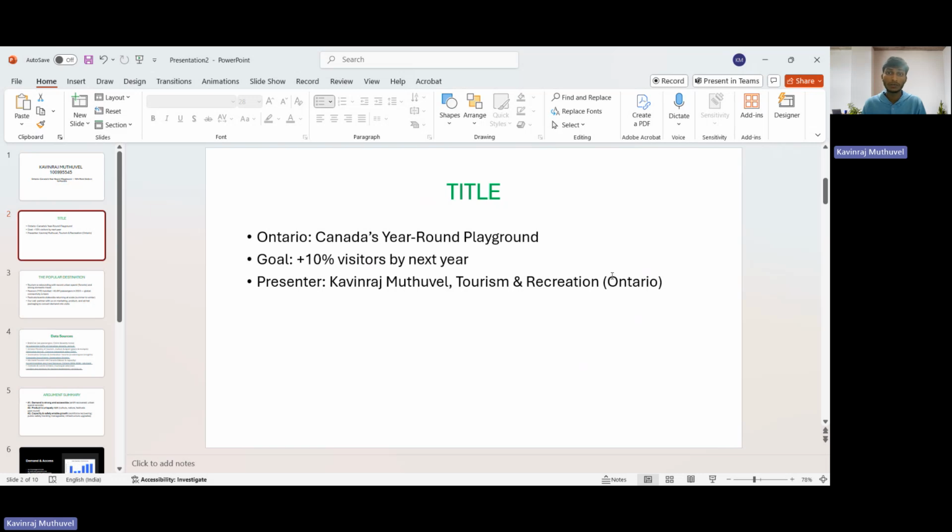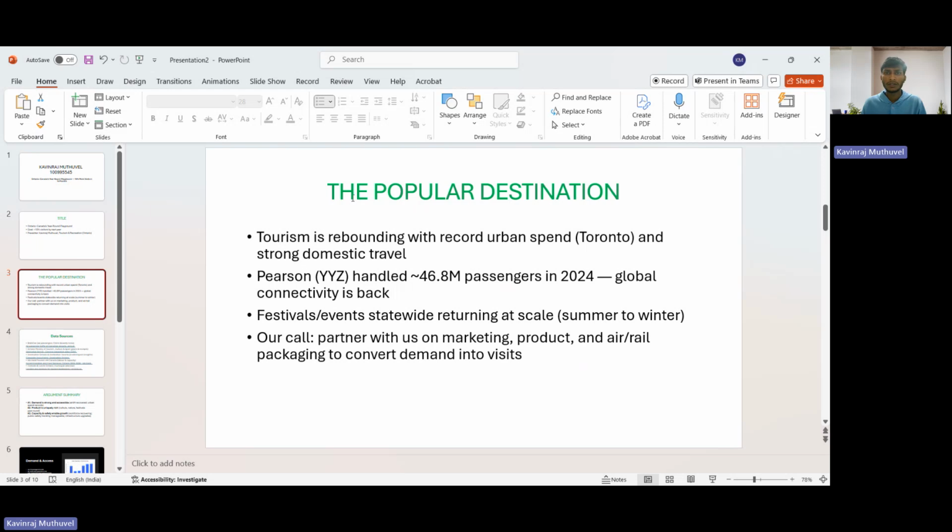So the presentation is tourism and recreation in Ontario. Ontario is called a popular destination. Tourism is rebounding with record urban spend per annum and strong domestic travel. Pearson Airport handled approximately 46.8 million passengers in 2024. Global connectivity is back post-COVID, which increased the tourist visitors. Festival events statewide are returning at scale, summer to winter. Our call is to partner with us on marketing, product and rail packaging to convert demand into visits.